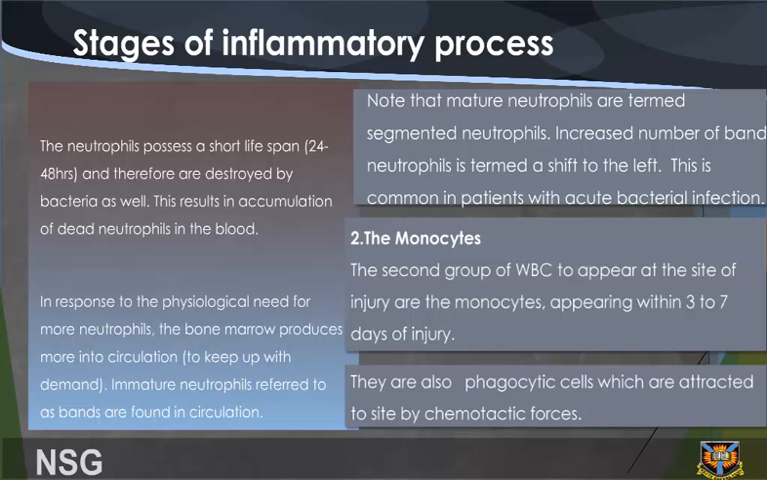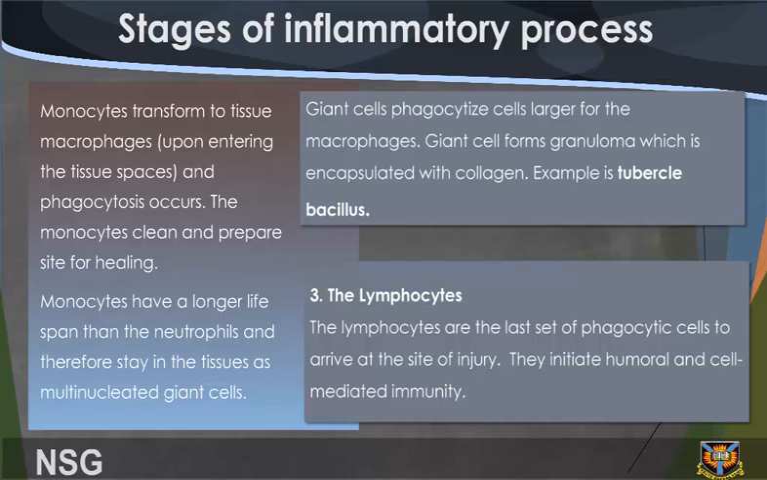2. The monocytes. The second group of WBC to appear at the site of injury are the monocytes, appearing within 3 to 7 days of injury. They are also phagocytic cells, which are attracted to the site by chemotactic forces. Monocytes transform to tissue macrophages upon entering the tissue spaces, and phagocytosis occurs. The monocytes clean and prepare the site for healing.